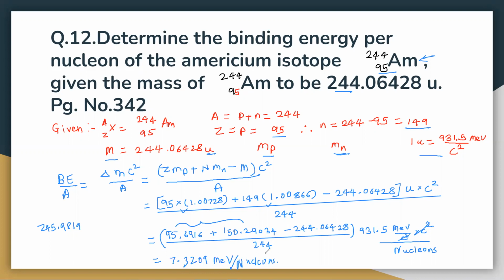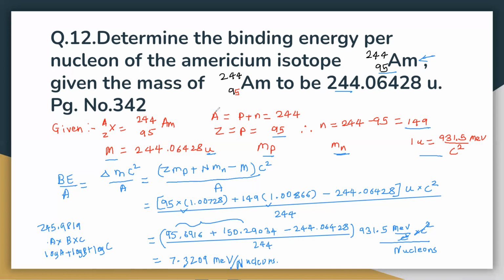Now another way is you can find the reciprocal of 244. That way also you can do. Or first you just add and subtract, and then take whatever number you get for this bracket. So for multiplication, A into B into C, by using log you can find log of A plus log of B plus log of C. So this way you can do, where A is this bracketed term, B is the reciprocal of 244, and C is 931.5. So this way you will get the final answer for question number 12.